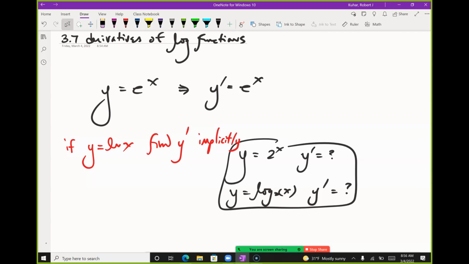Don't know if there's an e in there or not. Doesn't matter. Who cares? So obviously we know the shortcut, right? So I already told you that y prime is 1 over x, but I want to do it implicitly, right?